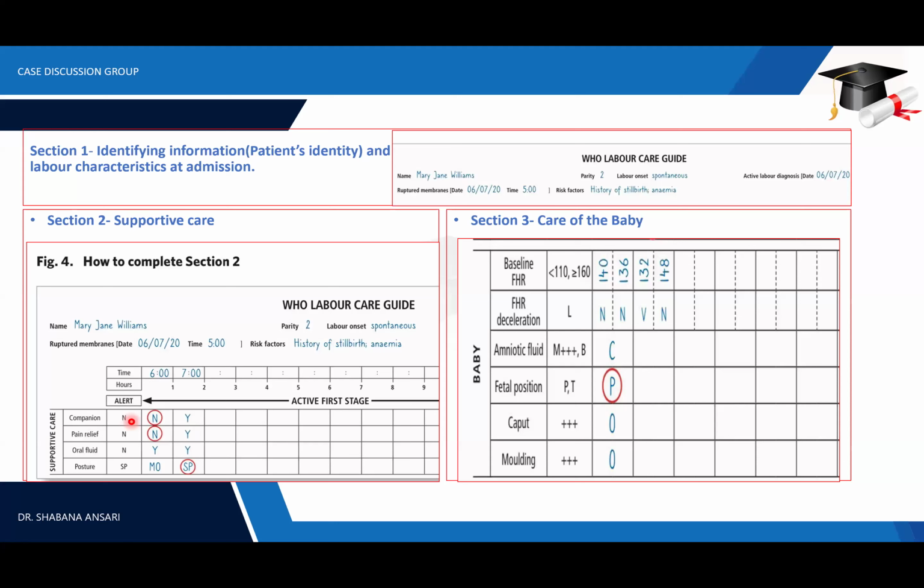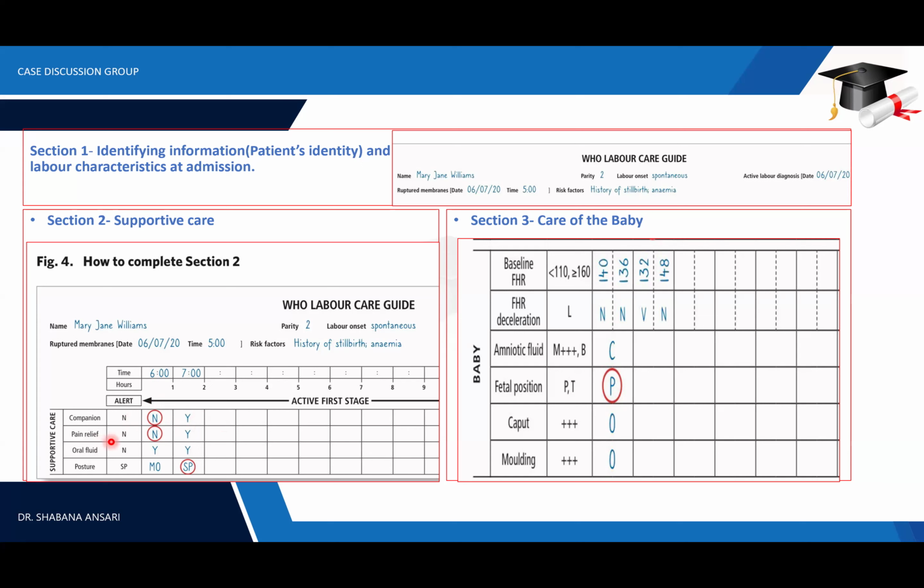So if there is no companion, we are going to fill it with N and circle it. It means that there is no companion, it is an alert. If she has a companion, we will fill Y. If no companion, then yes, we can inform our midwife to arrange for a companion. And the midwife can also be with the patient because ideally we have to provide one-to-one support to our patient.